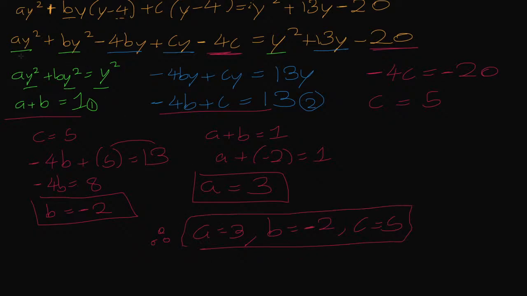How we did it, we equated the like terms. So up here we have ay squared. We equated the y squared terms, and then we removed the y squared. So up here you can see my red. We got a plus b is equal to 1, and that was our first one.